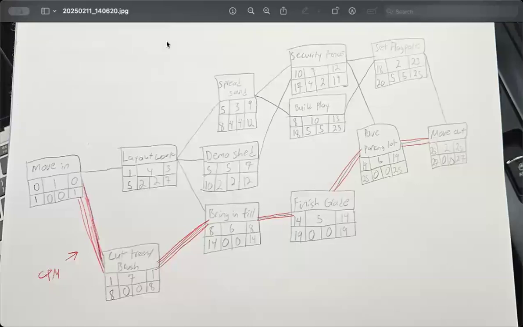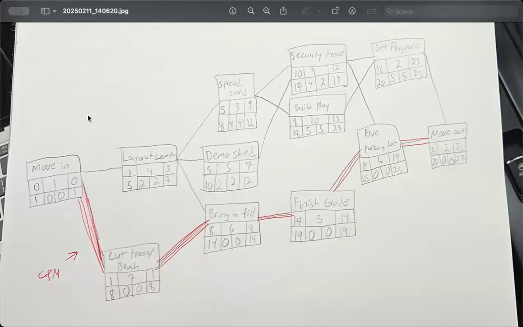Okay. So we were starting with this one, and this is our third practice for the CPM calculations. So first I need to make sure this relation over here is correct.